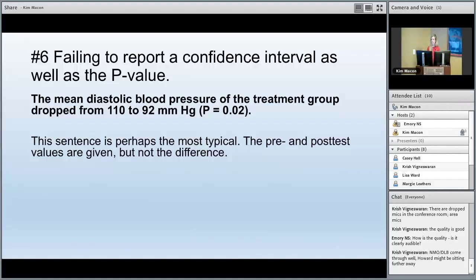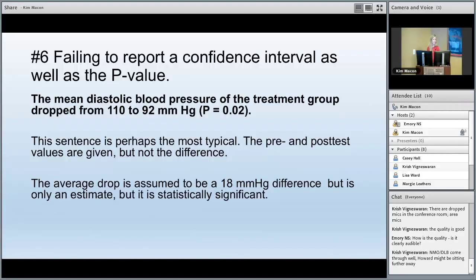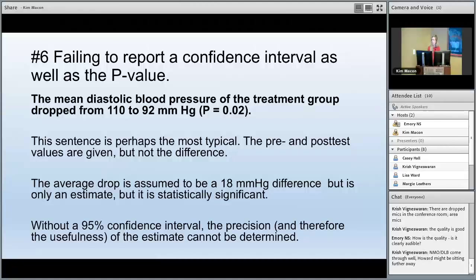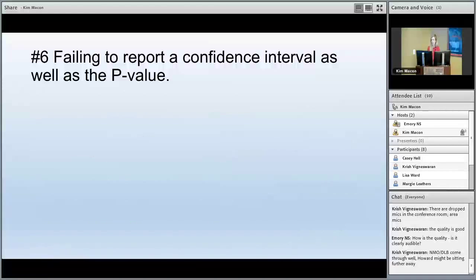So we have the pre-test and the post-test values, but we don't know the difference. The average drop is assumed to be 18 because the difference between these two values is 18, but that's not actually true necessarily. We don't know what the mean difference for the group was. And without a 95% confidence interval, we don't know the precision of the estimate, and we don't even know what the true range could actually be for that value.